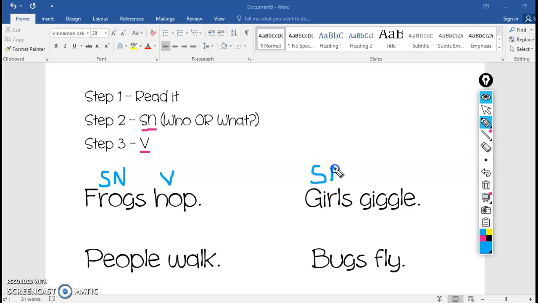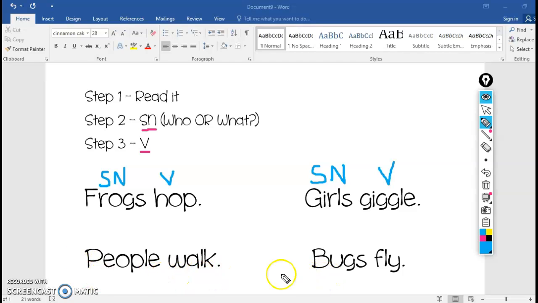Then I'm going to ask and answer a question about the verb. What is being said about girls? Girls giggle. Verb. So then the whole thing, when I put it all together without pausing to explain it, is girls giggle. Who giggles? Girls. Subject noun. What is being said about girls? Girls giggle. Verb. All right, let's move on to the next one.